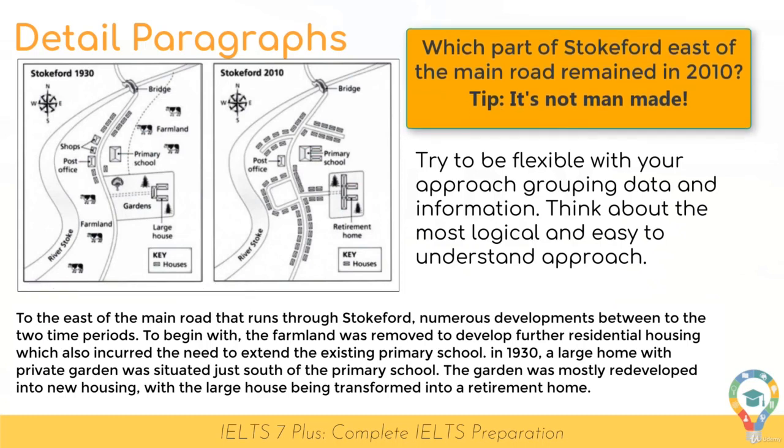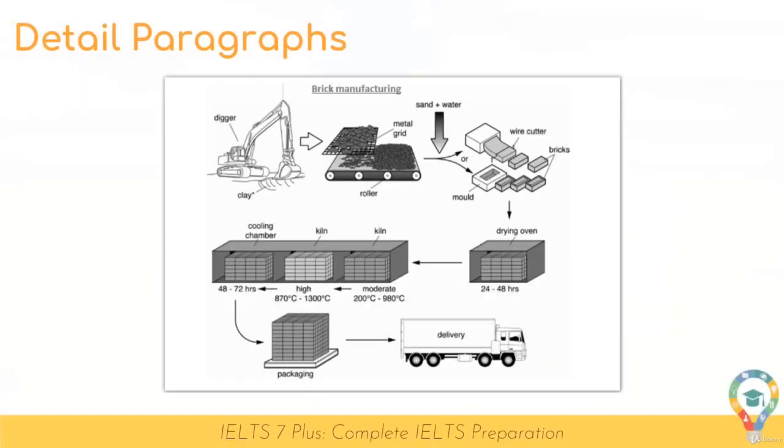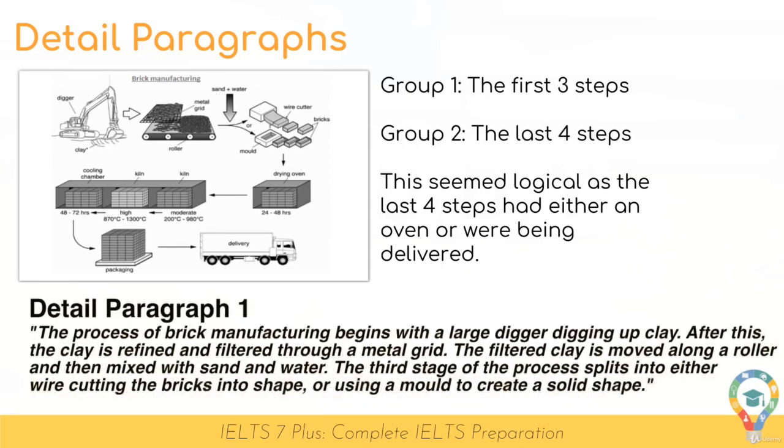Now on to our final example, which is all about detailed paragraphs for processes. The diagram here shows us the process of creating or manufacturing bricks, which are often used in construction. Now let's see how I grouped my data and also take a deeper look at my detailed paragraph. For the process of brick manufacturing, I simply split the diagram into the first 3 steps, and the second group was the 4 last steps. Pause the video and read through this detailed paragraph.